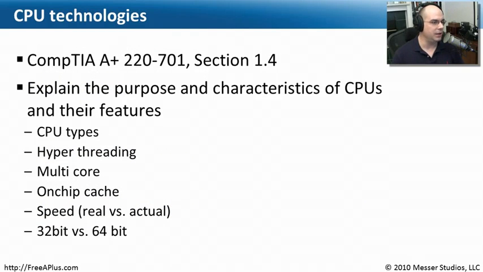Well, that covers what we needed to know for this section 1.4. We've gone through CPU types and hyper-threading and multiple cores and caching and 32 and 64 bits and speeds and all of those things in between.